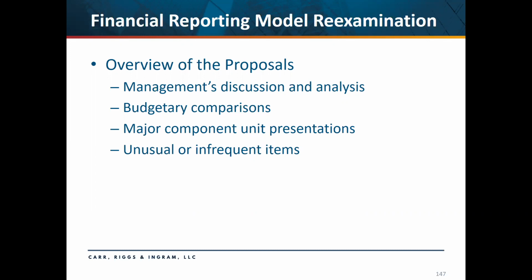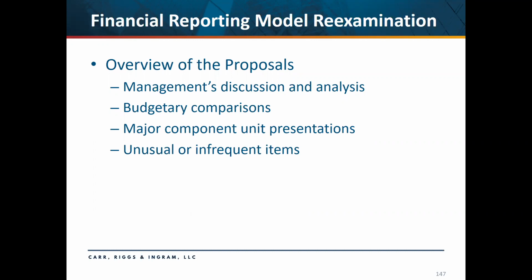They're going to have to be RSI. Okay. There are also going to be required variances, which would be final budget to actual and original budget to final budget. So there's going to now be two variance columns on the budgetary comparisons. There's also some information related to the major component unit presentation, and then some unusual and infrequent items and how you have to disclose what those look like.